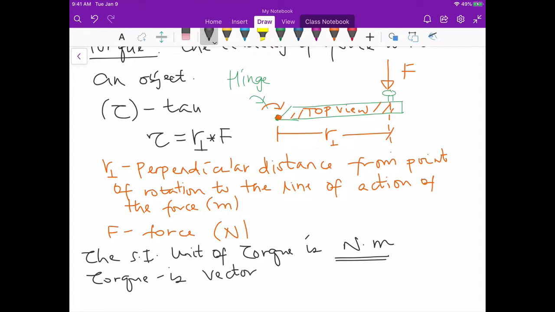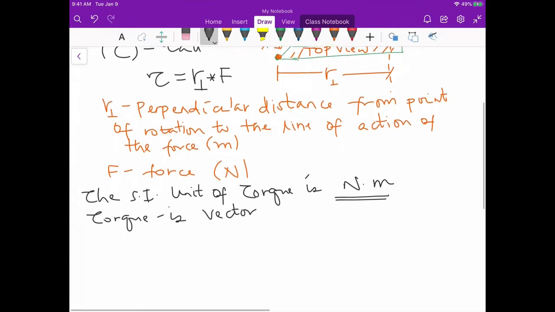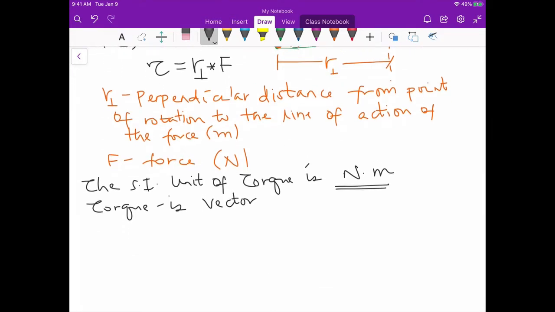Okay, torque is a vector quantity. If it is a vector quantity, then how do we determine its direction? The direction of a torque is mostly determined using the right hand rule and so forth. But we're not going to go into the details of that because it may involve some kind of cross product of vectors that is not part of this particular course.